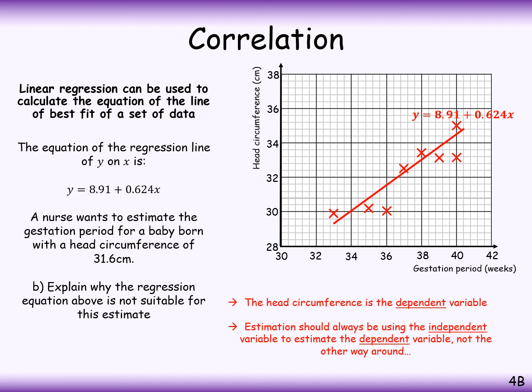So if you go back to my previous example on the ice cream man selling ice cream, temperature versus number of ice creams sold, you can't really use the number of ice creams sold to estimate the temperature. It just doesn't make sense. So we have to be careful how we read off the values. We always use the independent variable to estimate the dependent variable. I hope that's all clear.